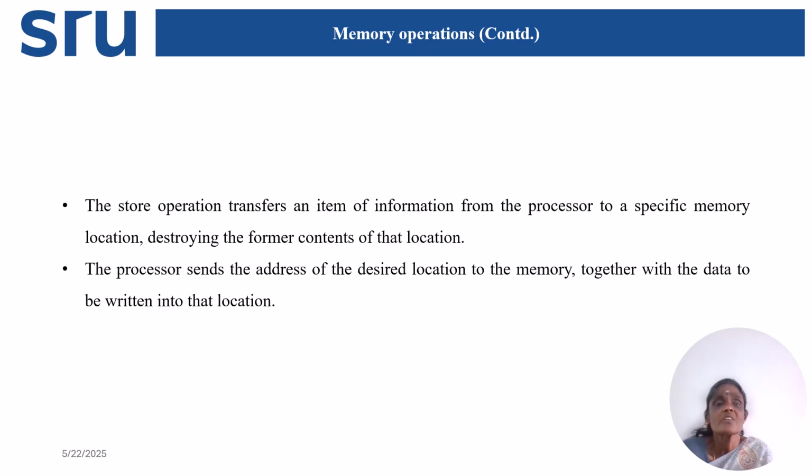The next one, the store operation transfers an item of information from the processor to memory. That is store. So store means write. Write means the data is to be written into the particular memory location, destroying the old content, as we saw in the previous slide. The processor sends the address of the desired location to the memory together with the data to be written into that memory location. So with the data, the address of the memory will also be sent.